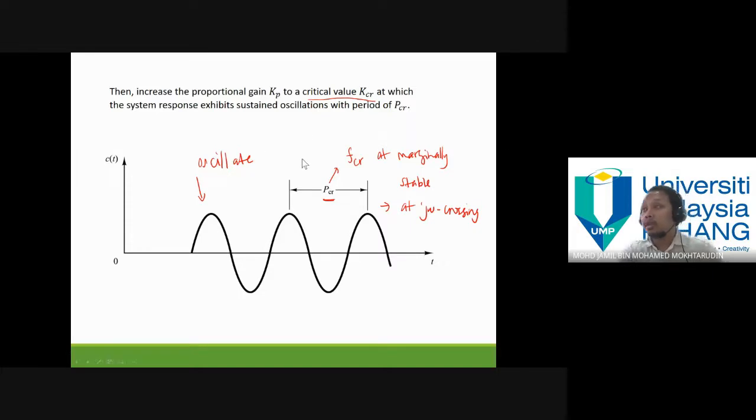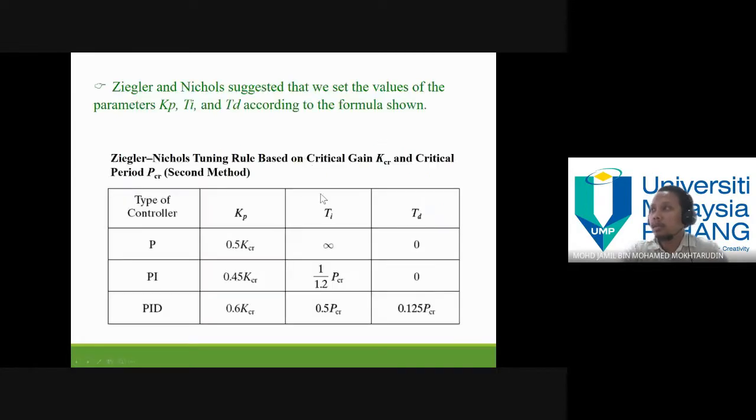Okay, so we need to use the Routh-Hurwitz criteria, so remember what you have learned in root locus. Okay, so we use the value of KCR, or the Kp value, and PCR, and substitute into this third row, PID. So Kp equals 0.6 KCR, TI equals 0.5 times PCR, and TD equals 0.125 times PCR.